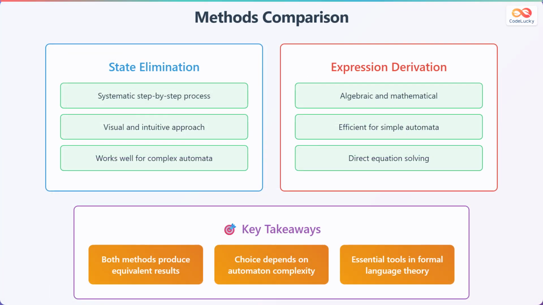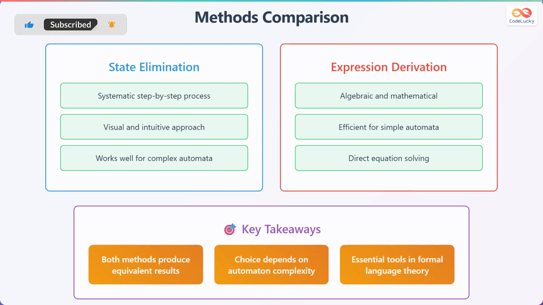Let us compare the two methods, state elimination and regular expression derivation. For the state elimination method, the advantages are a systematic step-by-step process, visual and intuitive approach, and it works well for complex automata. For regular expression derivation, the advantages are algebraic and mathematical, efficient for simple automata, and direct equation solving.